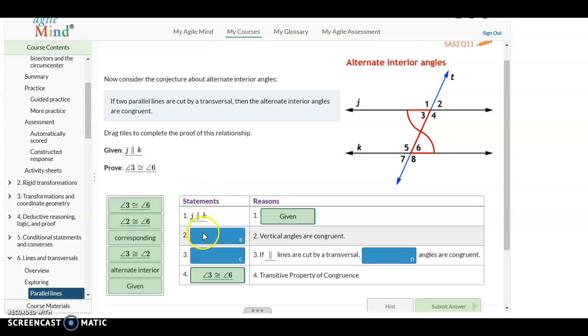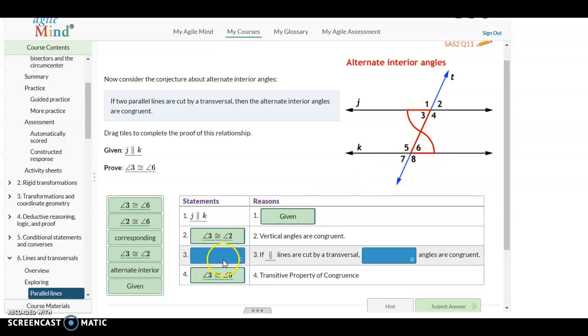Number 2, the second statement in the proof, is using the vertical angles theorem, saying vertical angles are congruent. So remember, vertical angles are the non-adjacent angles formed when lines intersect. So like angles 1 and 4 are vertical, 2 and 3 are vertical, 5 and 8 are vertical, 6 and 7 are vertical. So when we look over here at the choices, the one that we need to pick for this proof is angles 3 and 2. They are the non-adjacent angles formed by those intersecting lines J and T.